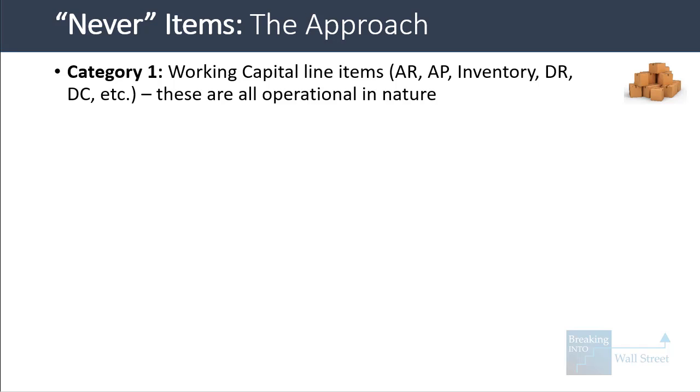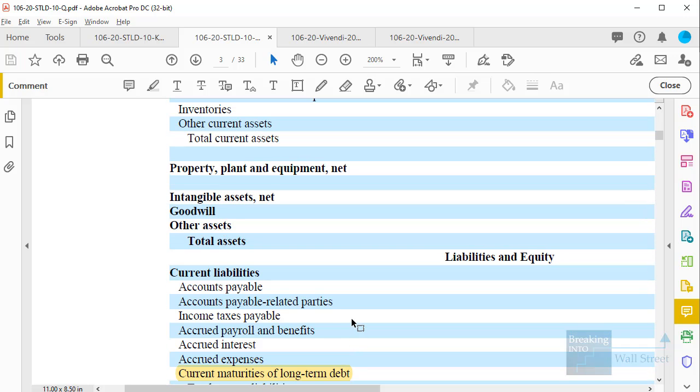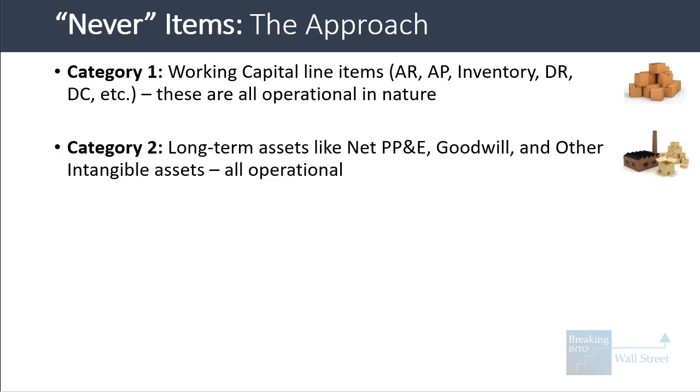First off, working capital items like accounts receivable, accounts payable, inventory, deferred revenue, deferred costs, etc. are all operational in nature. If you think about it, it wouldn't really make any sense if we said that, for example, for a steel company, that we should subtract their inventory because it's non-core. They obviously need this inventory to manufacture steel, so it makes absolutely no sense, and you never want to add or subtract these line items.